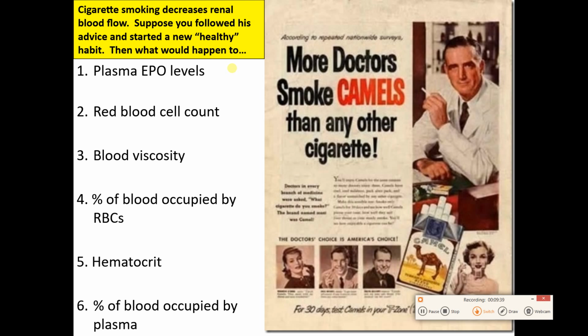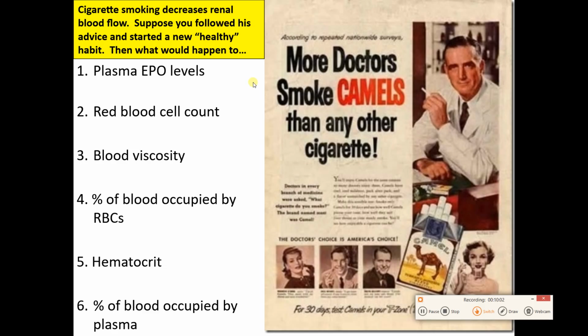If the kidneys are getting less oxygen, what would happen to plasma EPO levels, and then red blood cell count, blood viscosity, percentage of blood occupied by red blood cells, hematocrit, and percentage of blood occupied by plasma? So pause this video and work this out. Pause it right now.